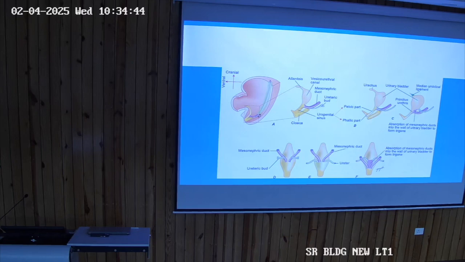Now the phallic part, as the name denotes, helps in the development of the male and female genital organs. So this phallic part development we will discuss in the next class.